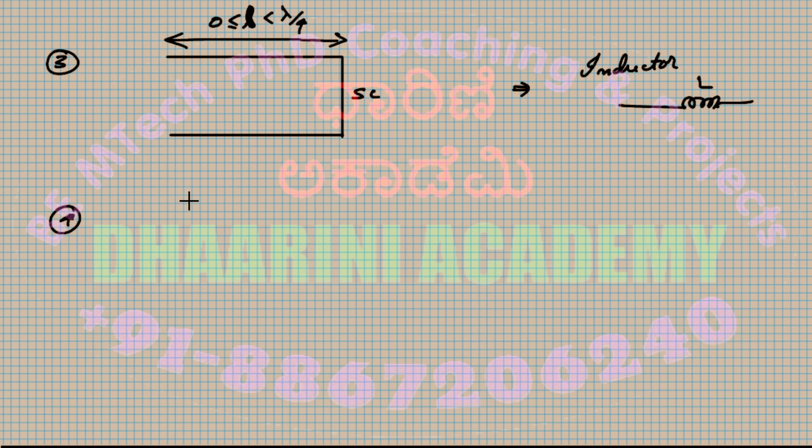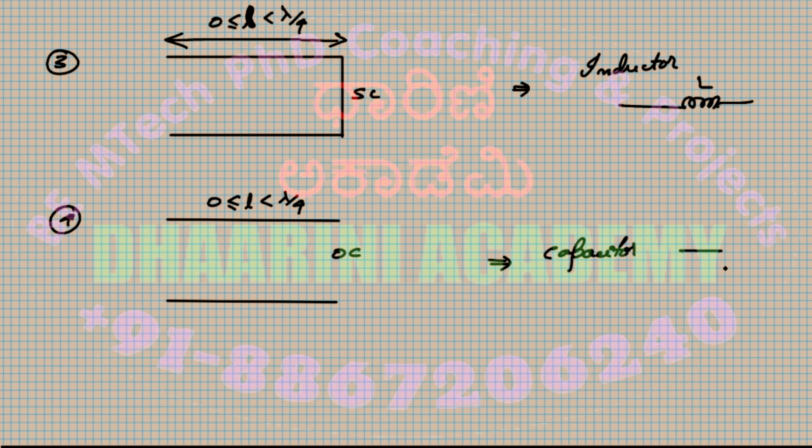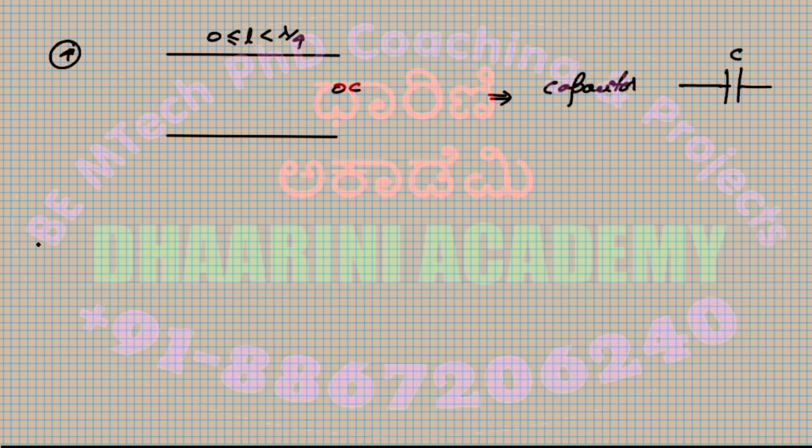A very similar case: I have the same shorter length line, but it is open circuit. This is OC. As you guessed, 0 less than L less than lambda by 4, this is going to be a capacitor, simply. Okay, there is another option. What happens if you extend this line further? So that is the fifth one.